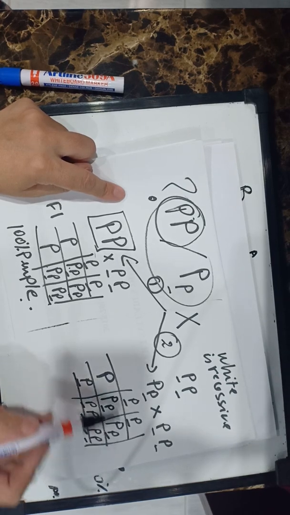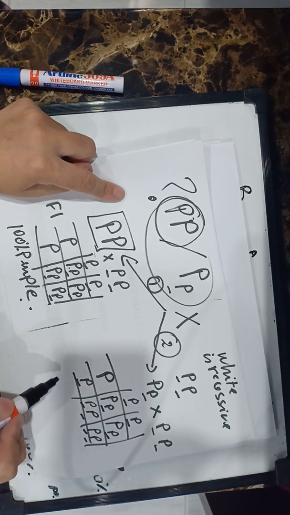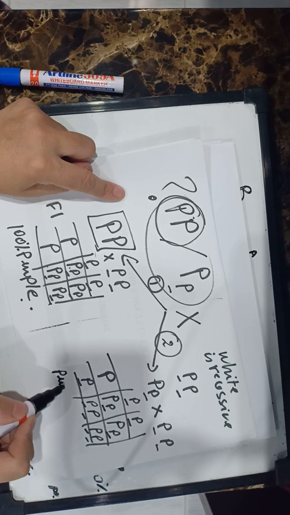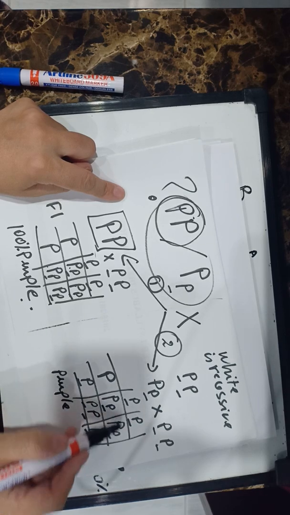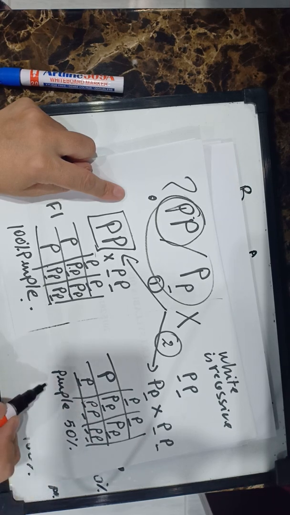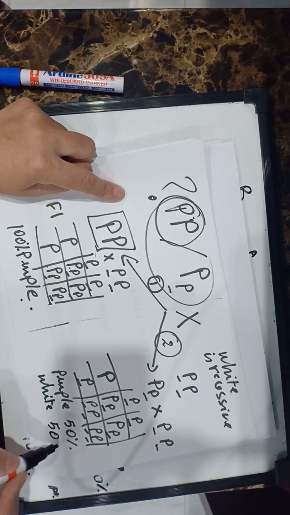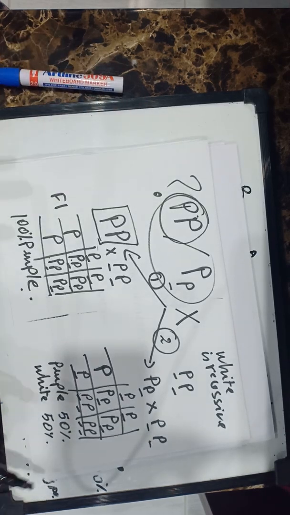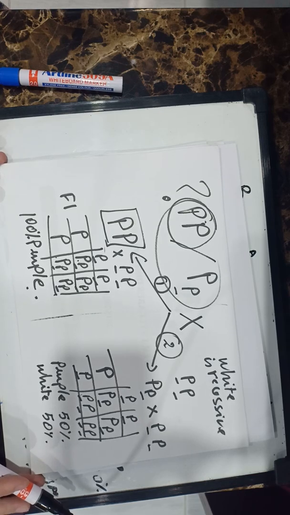So what do I have here? This one will be purple. What will be the percentage? 50%. And this will be white, and the percentage will also be 50%. Okay, so this is in theory what you will get.